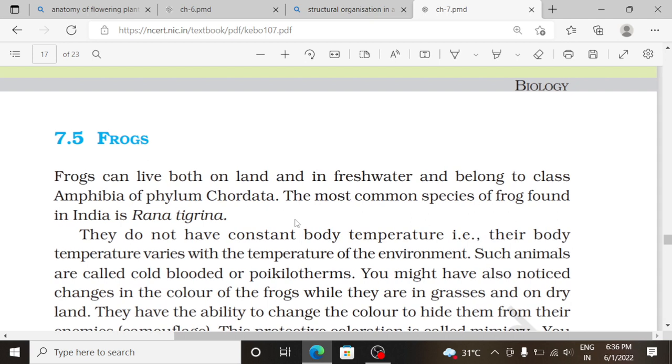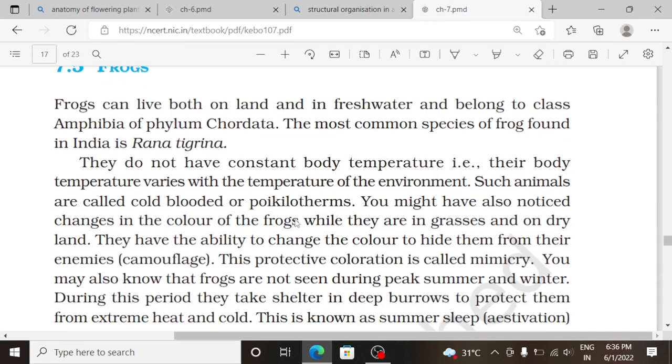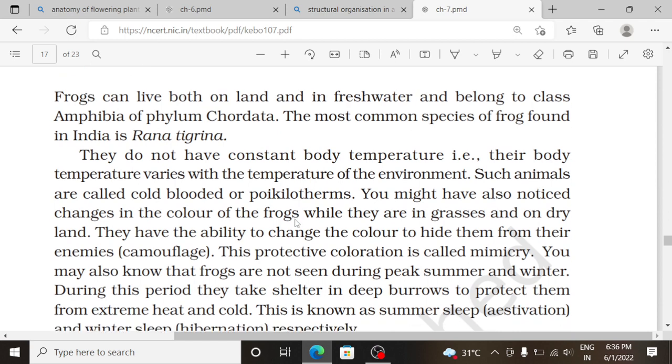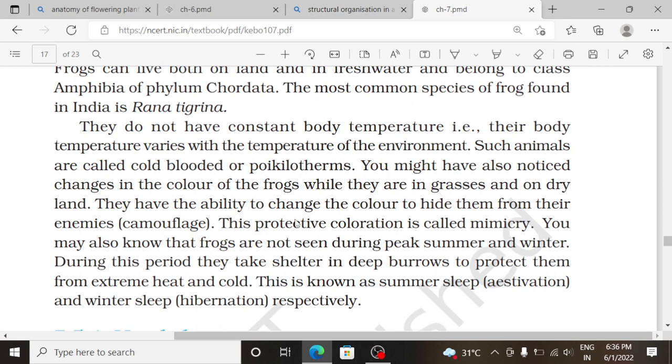Let us learn about the frogs. Frogs can live both on land and in fresh water and belong to class Amphibia of phylum Chordata. The most common species of frog found in India is Rana tigrina. They do not have constant body temperature, that is, their body temperature varies with temperature of the environment.